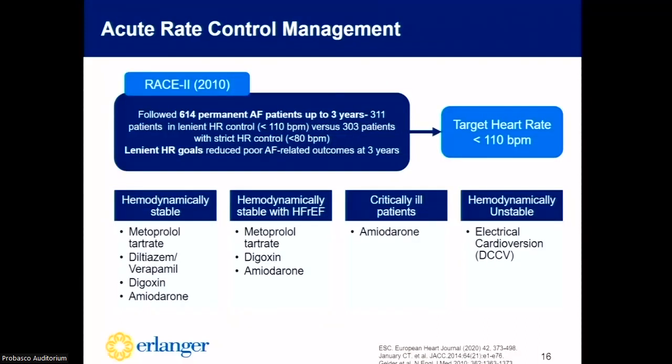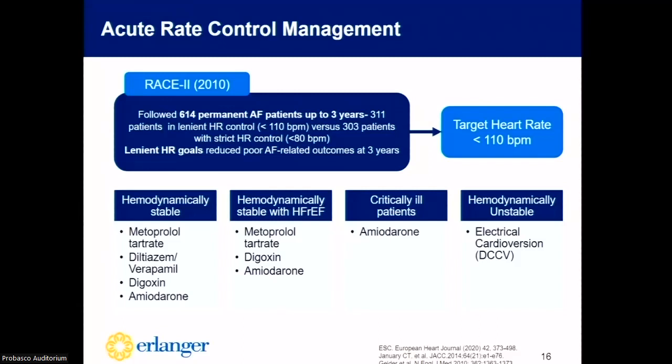So overall, our heart rate target is determined by the RACE-2 trial, which mainly looked at the chronic management of atrial fibrillation and setting that heart rate target. They followed 614 permanent AFib patients for up to 3 years, and they found that there were reduced poor AFib-related outcomes at 3 years with lenient heart rate control, less than 110 beats per minute, as opposed to more strict heart rate control, less than 80. So we apply these heart rate goals in the acute setting as well, and you'll see these goals in the studies and trials that we'll discuss today.